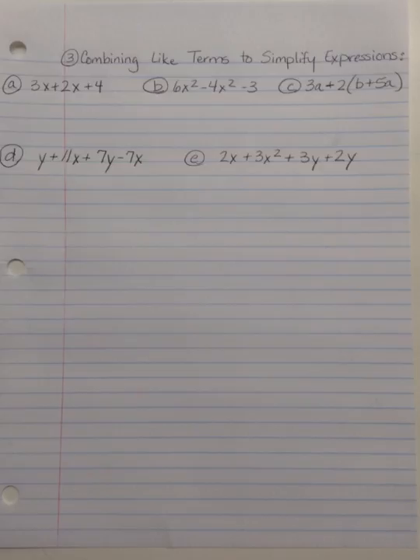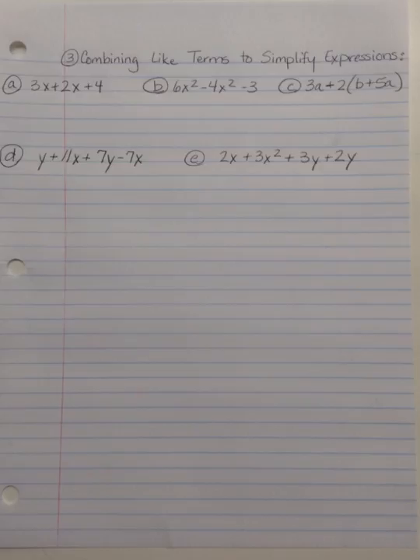Okay, in box number 3, we're going to talk about combining like terms so we can simplify expressions, make them easier to work with. And so I want you to go ahead and write these 5 examples down. Example A is 3x plus 2x plus 4. And then I'll let you go ahead and write them down. You can see them so I don't have to read them all. But you have 5 examples. And so just pause the video, write those down.